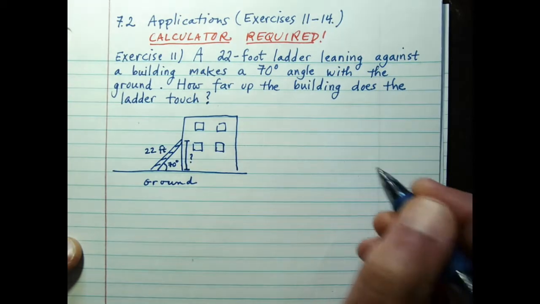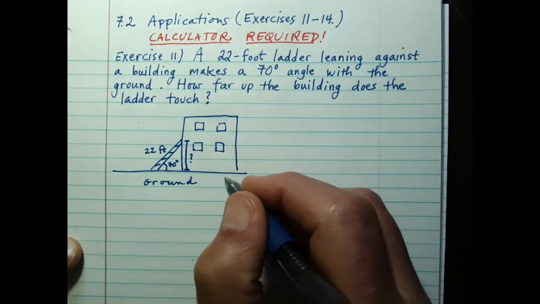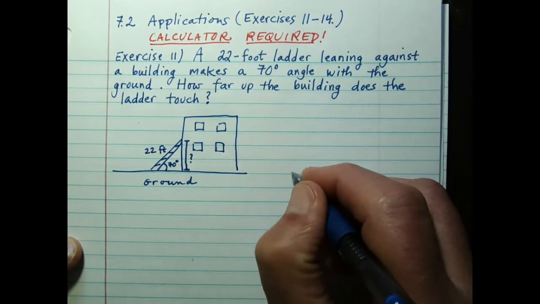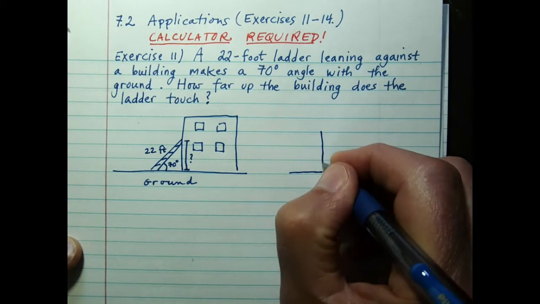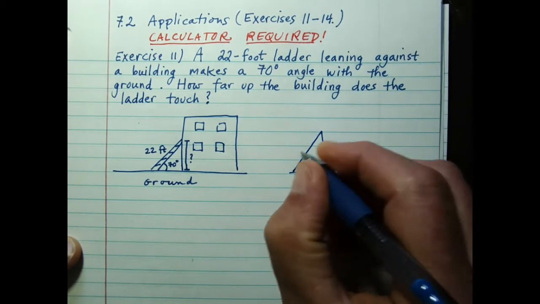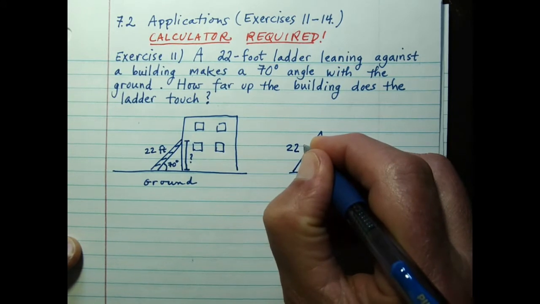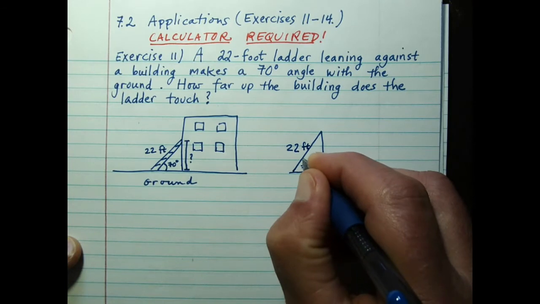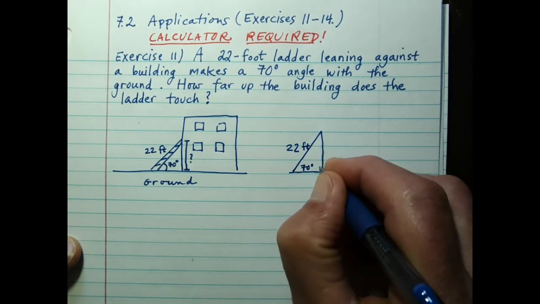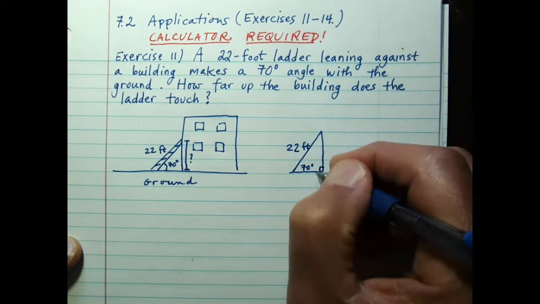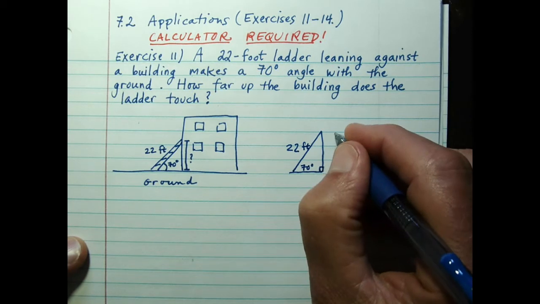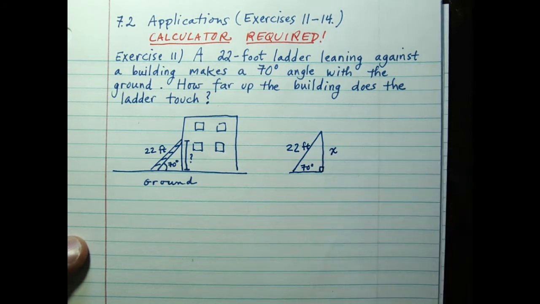Now, sometimes I draw a kind of artistic, or not so artistic, picture to describe the situation. I would draw a separate picture too that just pulls out the essential information. So we have this ladder that's 22 feet. We have a 70-degree angle right here. And we have a right angle here. We're assuming the walls of the building are perpendicular to the ground. And really we want to find that length, that height, x, right?